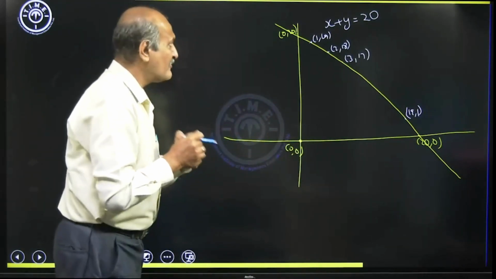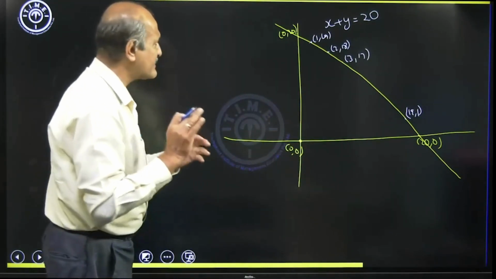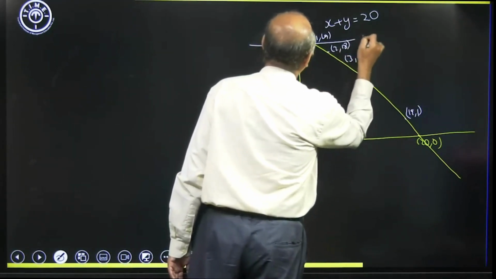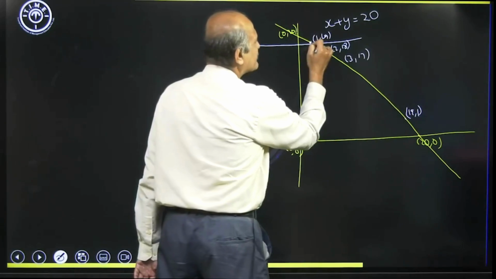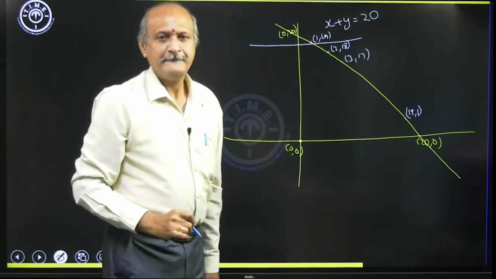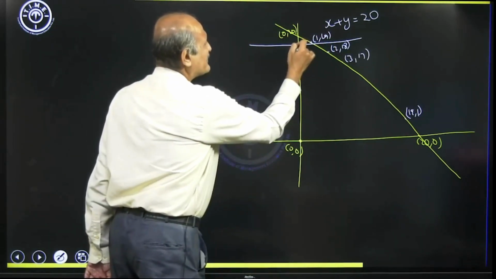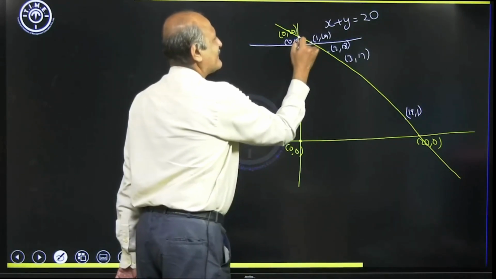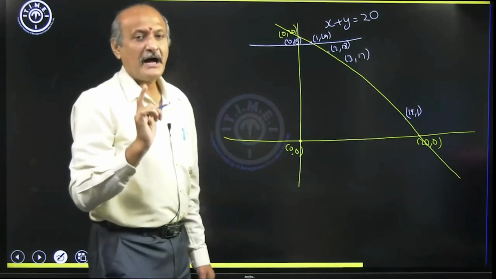Now let us understand this one by one. Suppose I have a line parallel to the x-axis passing through 1, 19. What would be the coordinates of the point where it meets the y-axis? The coordinates of this point will be 0, 19.